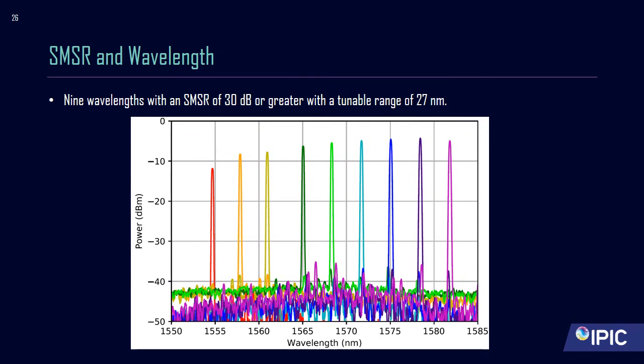Here's probably a more easy to envision diagram. Here is an image of all the lasing wavelengths plotted together, so each color is a different single mode wavelength. Nine wavelengths were generated with a side mode suppression ratio of 30 decibels or greater, and this was across a tunable range of 27 nanometers, which is quite good for an integrated laser.